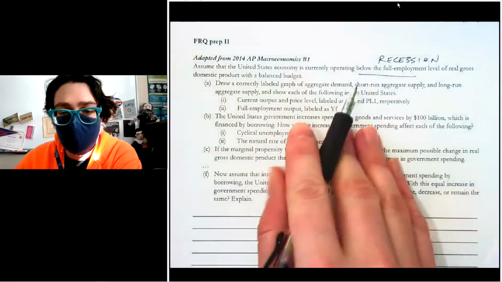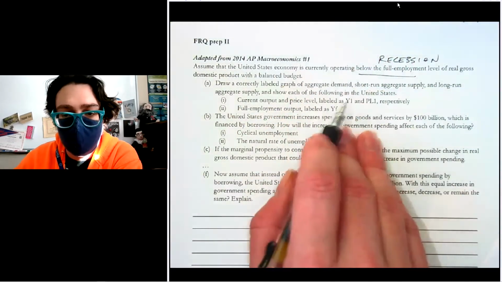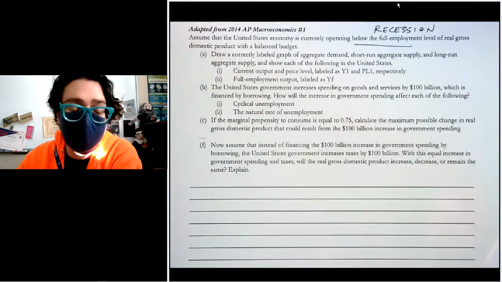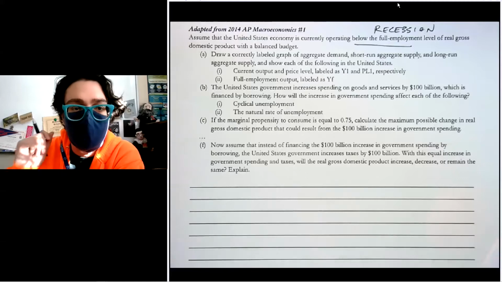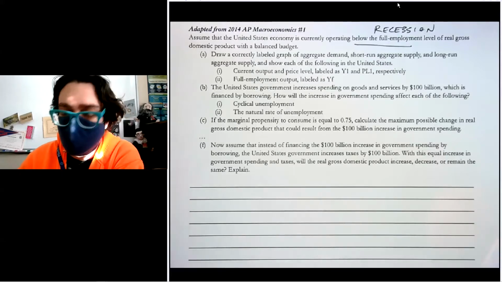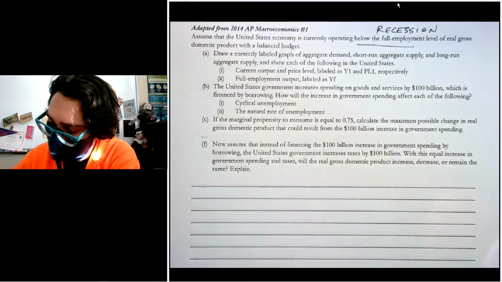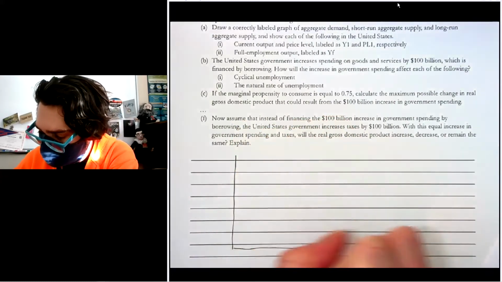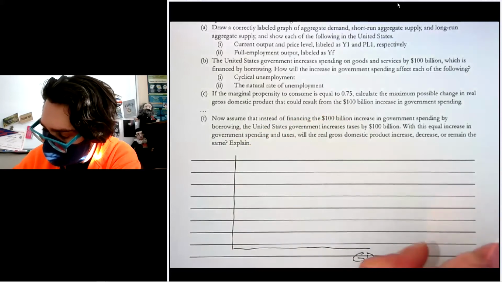Draw ADAS, label PL1, Y1, YF. That's been actually pretty much the norm for the last several years. They just ask you to start every single time like that. If I were to put money on what's the first question on the AP test, it'll probably look just like that. They almost never differ from that. So they're not too terribly unpredictable, right?